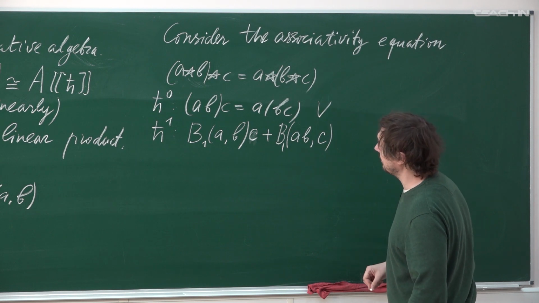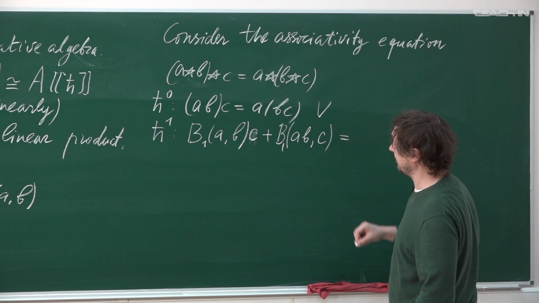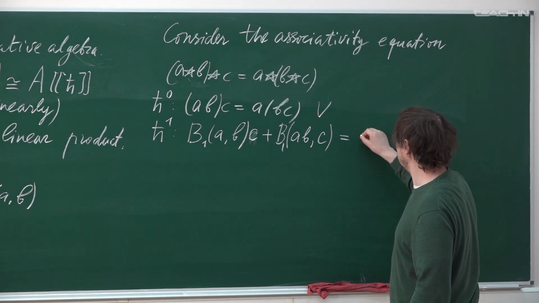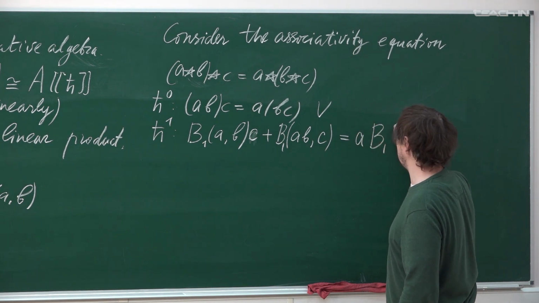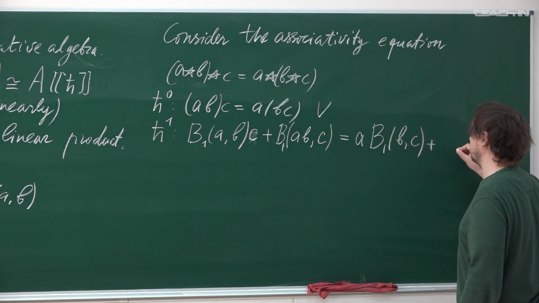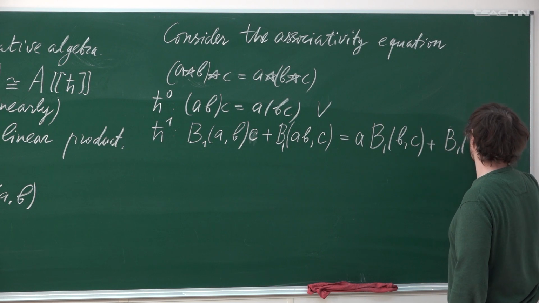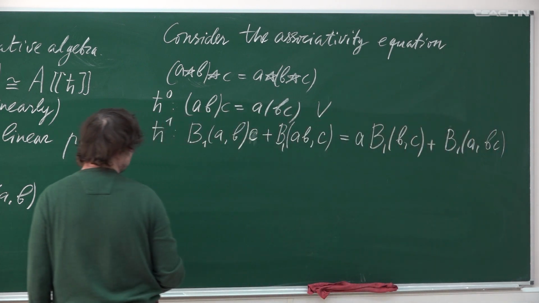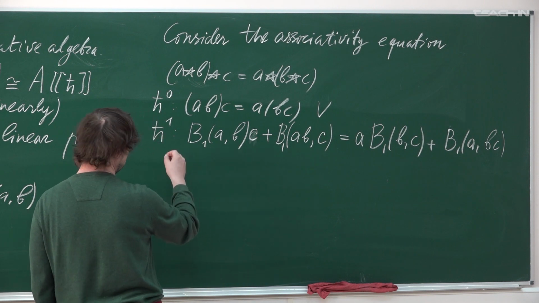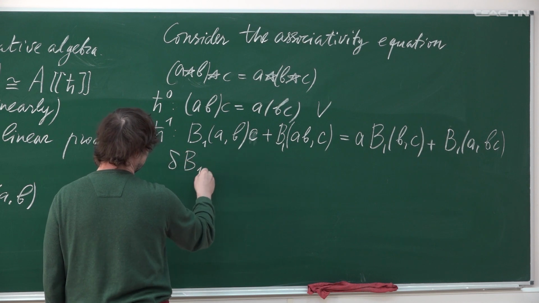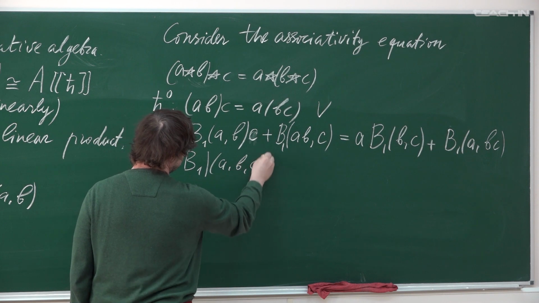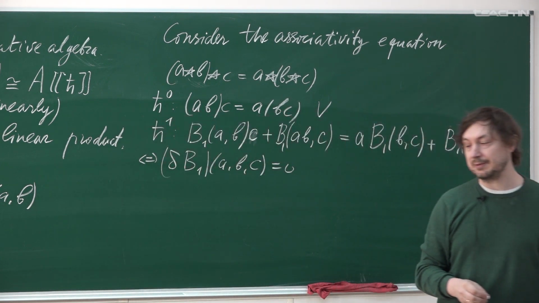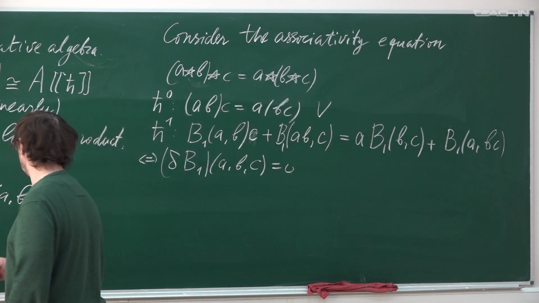So these two terms account for all the terms linear in h bar on the left. The terms linear in h bar on the right will look pretty much the same. Namely, we have a times B_1(b, c) plus B_1(a, bc). And now I think everybody will see the equation: delta of B_1 applied to (a, b, c) equals 0.